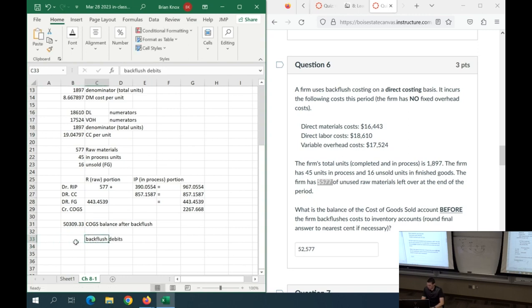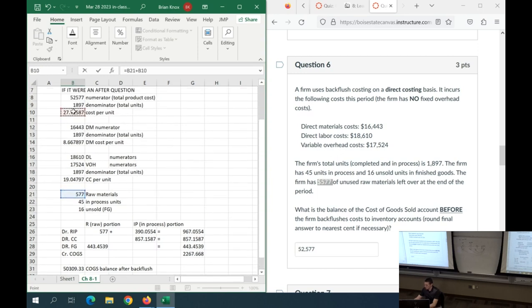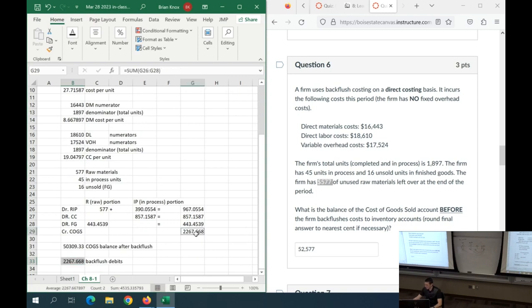The overall backflush debits are going to equal the raw materials plus this times the sum of this. And I get the same number there. So I'm going to be backflushing that amount back. If all I want to know is the cost of goods balance after, I don't need to know how much is going to finished goods cost, conversion costs and RIP. I just know that the total amount is going to be 2267.668, which means I'm going to have to credit that total amount to cost of goods sold. So the balance in cost of goods sold is going to be the 52,000 way up there, which is off the screen, minus that 2267.668.